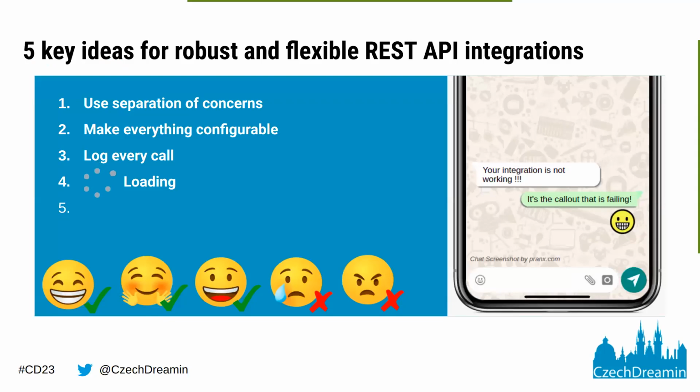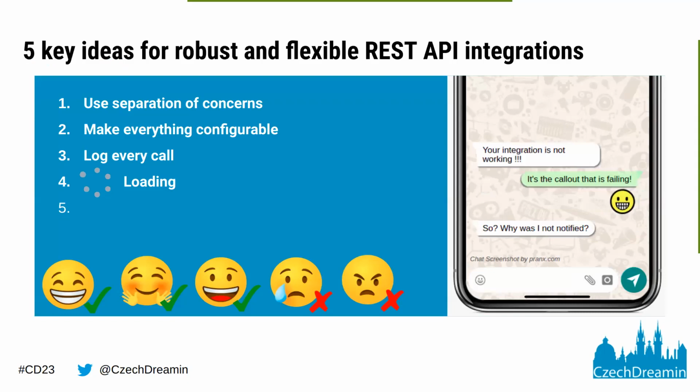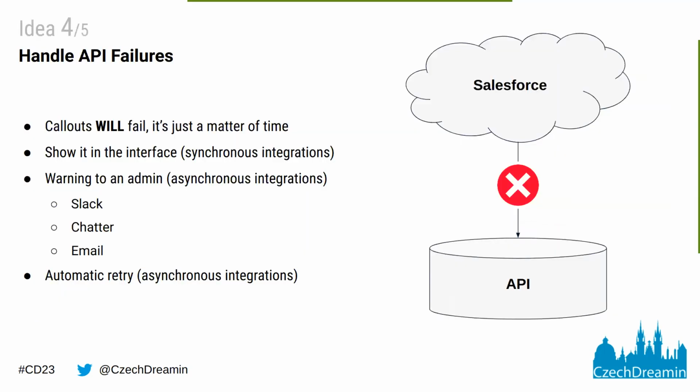So after deploying and finding out that some of the calls were failing, I went back to John and said, it was the callout that is failing. And I was happy because I found the error, but he was not impressed. And he said, so what? Why was I not notified? Why didn't it try again? And of course, he's right. I mean, we should have done something when the call failed. And that's when this fourth idea came to mind, which is to handle the API failures.